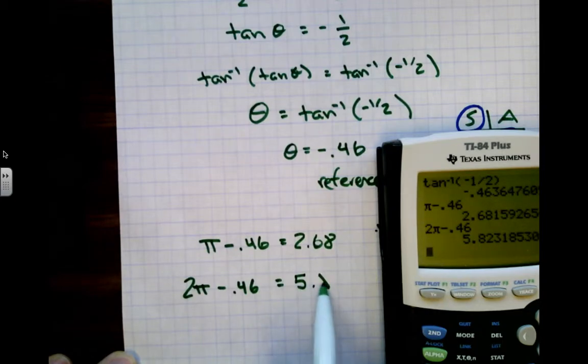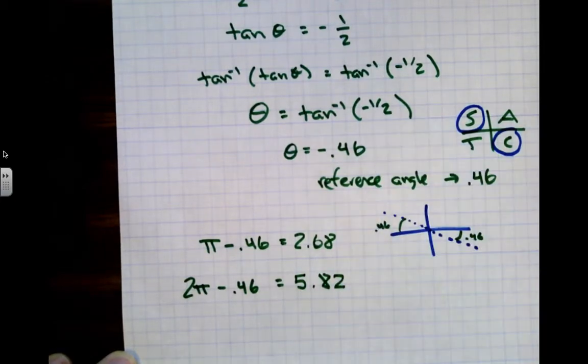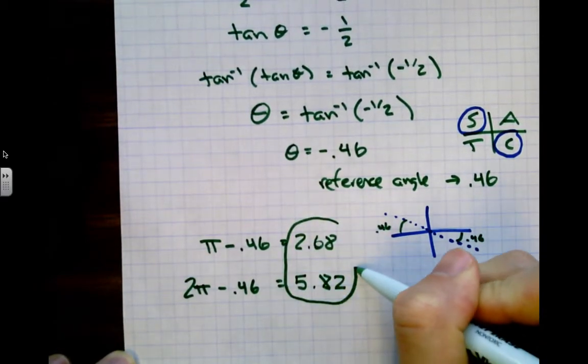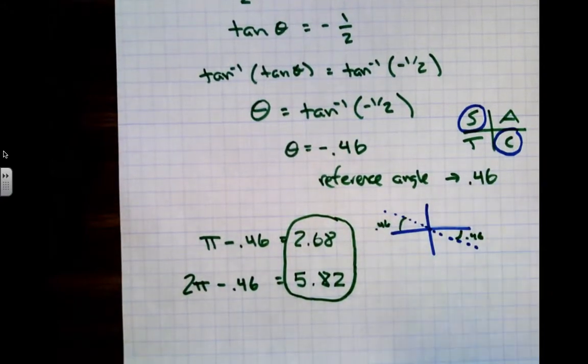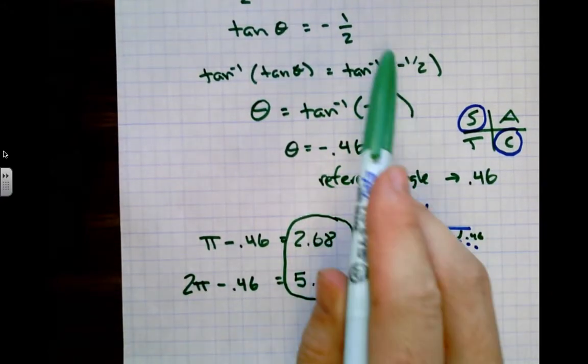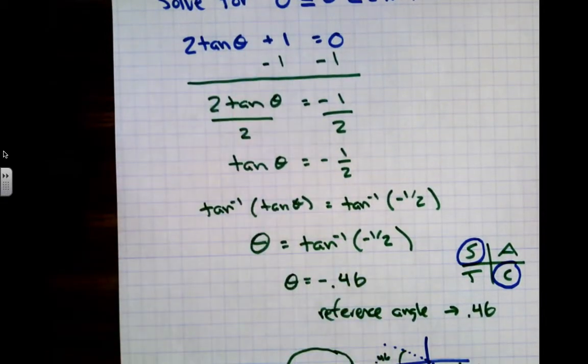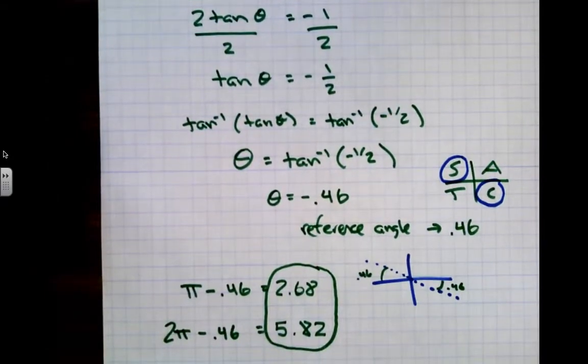So those 2 angle measures in radians, 2.68 radians and 5.82 radians, give me a tangent value of negative 1/2, and ultimately satisfy the original equation that we had of 2 tangent of theta plus 1 equals 0. It would be those 2 angle measures.